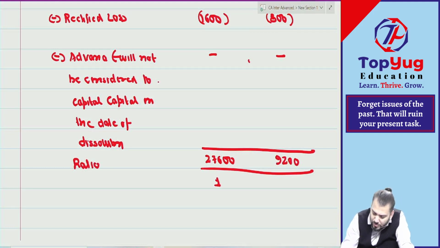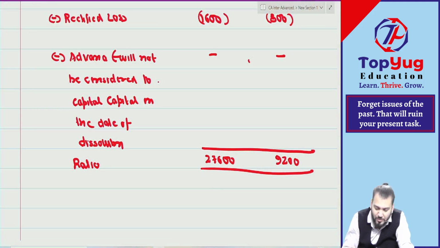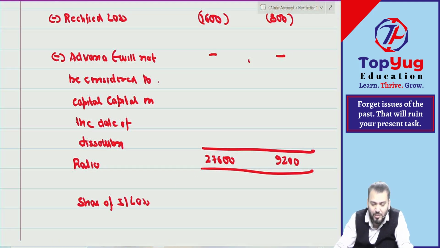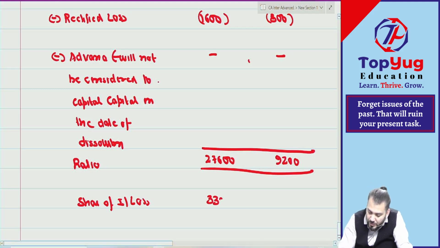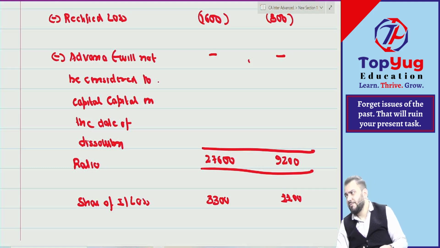Ratio is 1 is to 3. Don't calculate the ratio; there is no need. Sometimes we make mistakes in calculating the ratio itself. Better not to calculate. We can share now, the share of insolvency loss, in this ratio only. How much? 3,300 and 1,100. Was your ratio correct? 3 is to 1. Done.